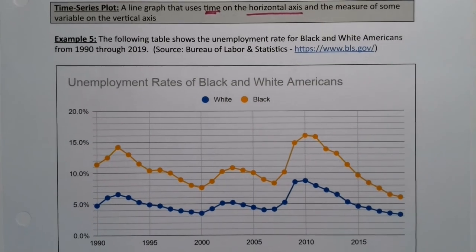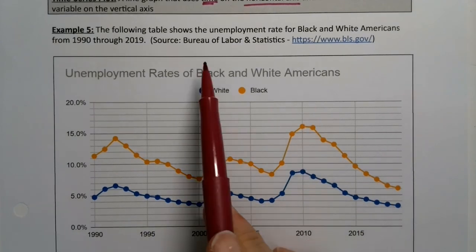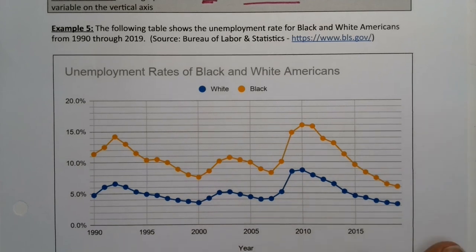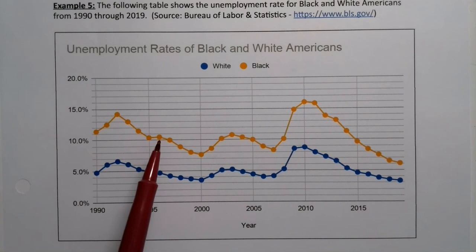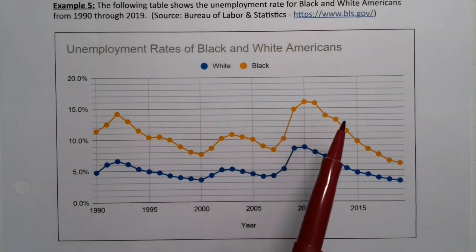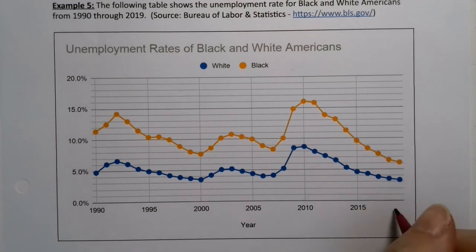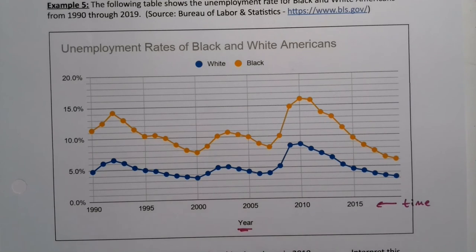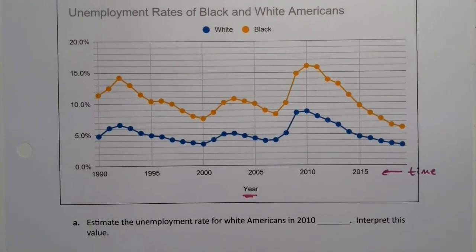All right, so the following table shows the unemployment rate for Black and white Americans from 1990 through 2019. These are from the Bureau of Labor Statistics, so if you're interested, you can go grab the data yourself. So you can see right here, there's the Black unemployment rate, and then there's the white unemployment rate. And you can see over here on the horizontal axis is time. In this case, it's in years. It can be days, can be months, can be years, any of those values.